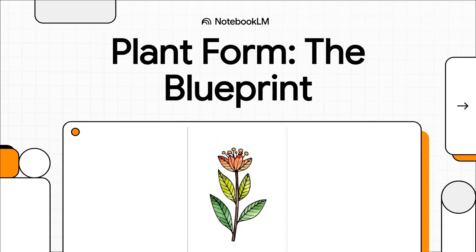All right, welcome everyone. Today we're going to dig into the fundamental architecture of the entire plant kingdom. We're talking about plant form. Really, you can think of it as the essential blueprint that connects every single plant you've ever seen, from the smallest flower to the tallest tree.